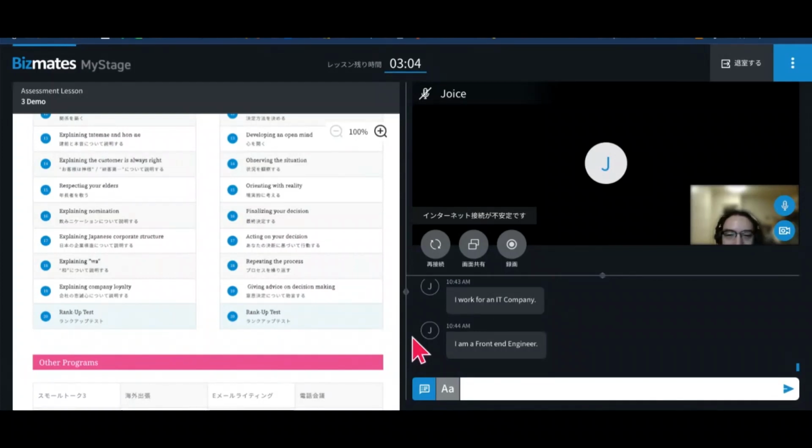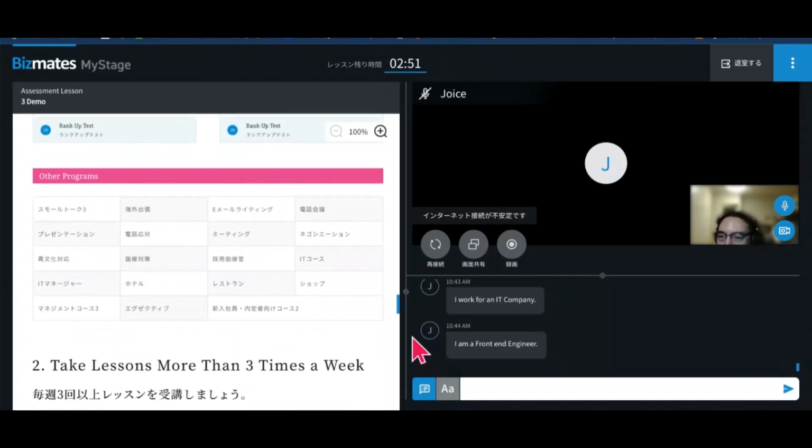So these rank up tests or reviews are to check your understanding of the lesson, so your comprehension, basically. All right, so now let's go to the other programs. What are the other programs? These are programs that you can take to enhance a specific skill that you like. For example, you mentioned IT, correct? So we also have an IT course. We have a course about IT manager, plus culture. So there are a lot of different types of topics in the other programs.